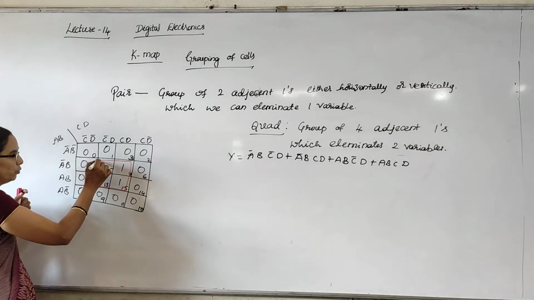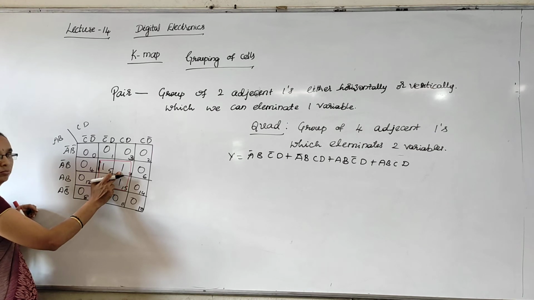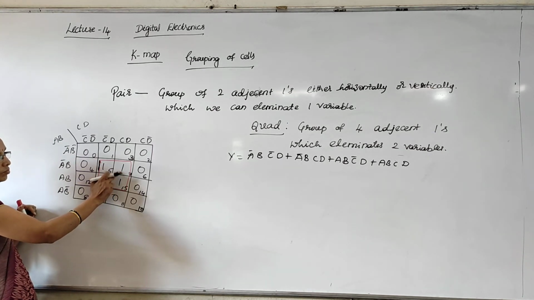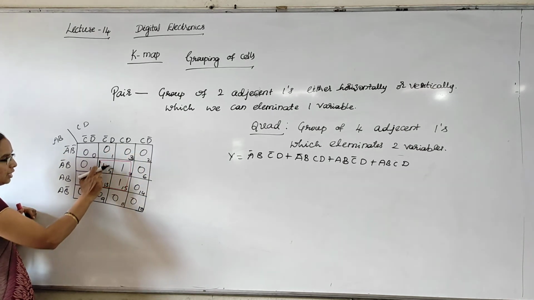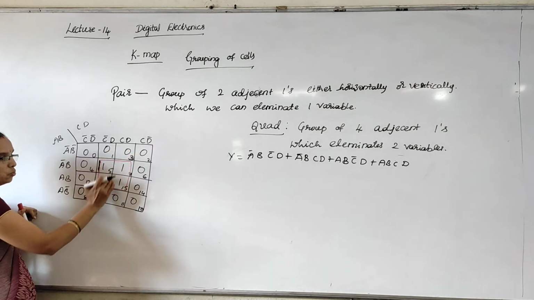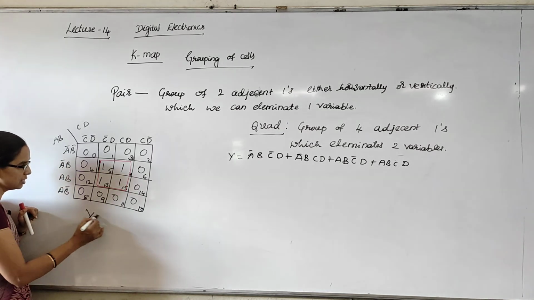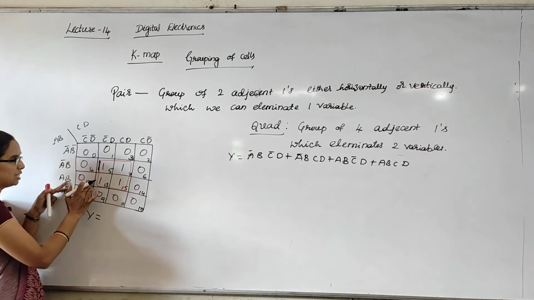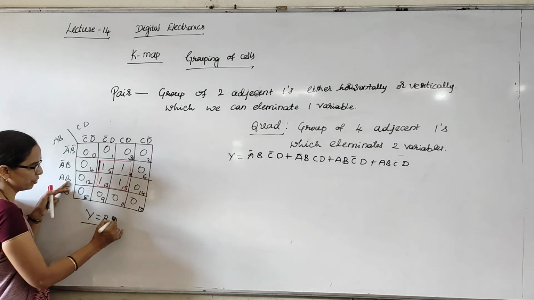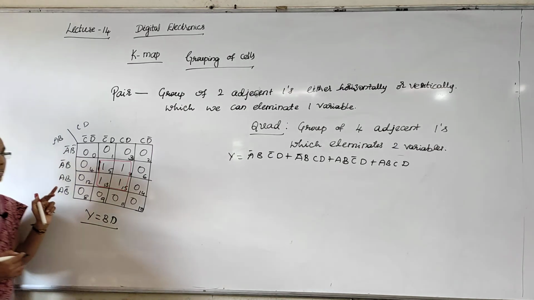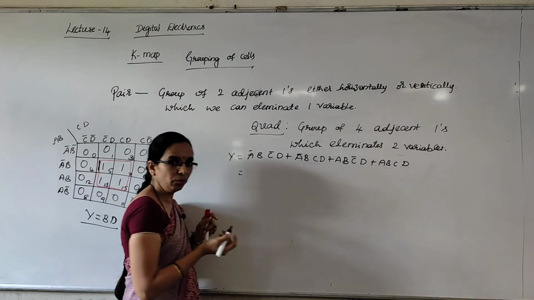Using K-map, how to write the simplified expression? In these two, C is changing, eliminate C. In these two lines, A is changing, leave that. So y is equal to, between these two B is common, between these two D is common, BD is the simplified expression. If I simplify using Boolean laws, we should get BD only.